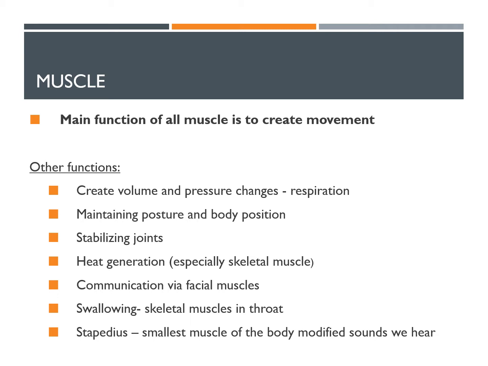Your muscles are also involved in communication. All of the facial expressions that you make when you smile, you frown, when you're surprised or angry, they wouldn't be possible without muscle contractions. Your muscles contract along your throat to allow you to swallow. And then, did you know that your muscles are actually involved in allowing you to hear? The stapedius is the smallest muscle in the body and is connected to one of your ossicles called the stapes. It modifies sound so that we can hear it.